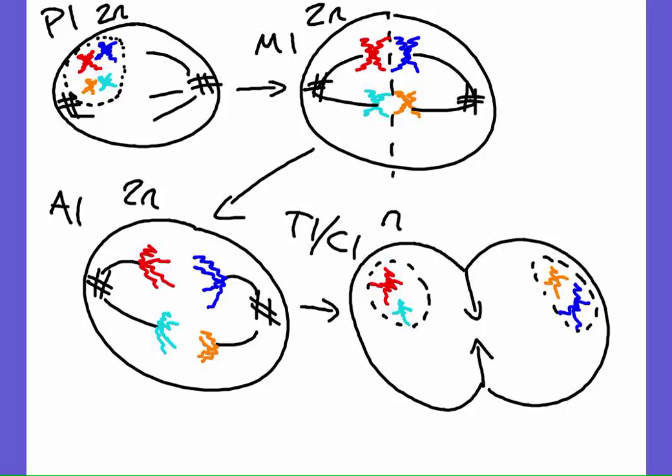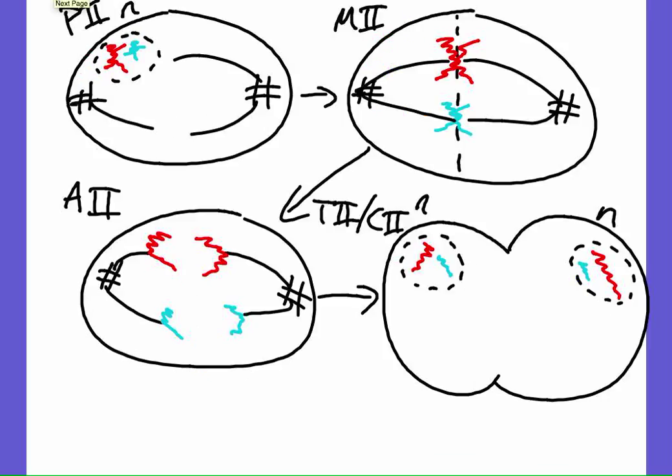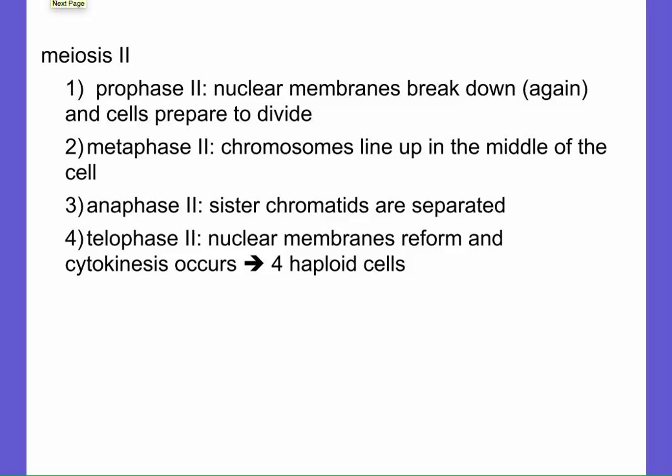But this is meiosis 1. The whole purpose of meiosis 1 was to cut that chromosome number in half, go from 2n to n. This is meiosis 2. I started and ended as n as well, haploid from the start to finish. But I did separate those chromatids. I have to do that still to finish this off. That'll be good. So this was the meiosis 2 description.